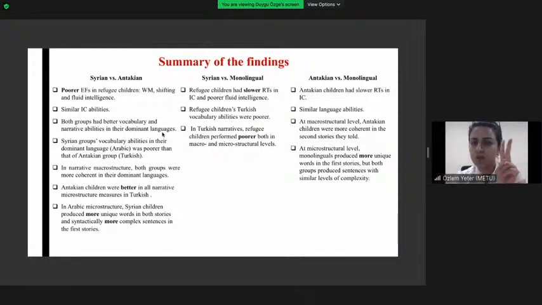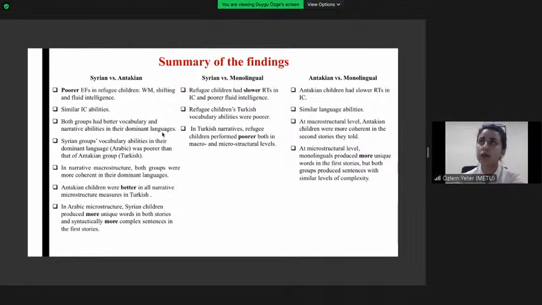I would want to touch on two things. The first thing you said, yes, it is shown in the literature that a child's ability to tell a coherent story is also dependent on their culture. So this could be a cultural effect.